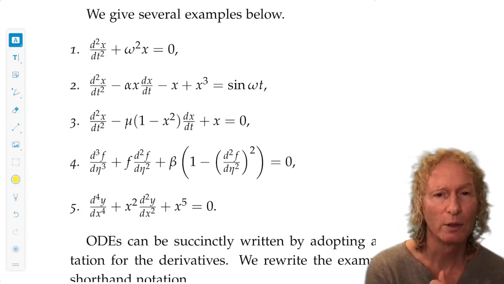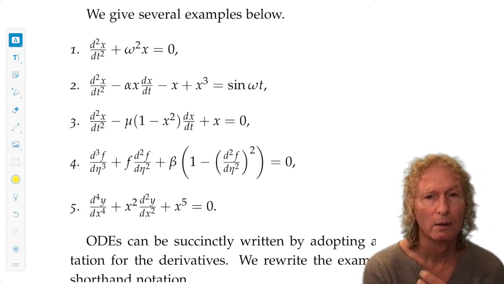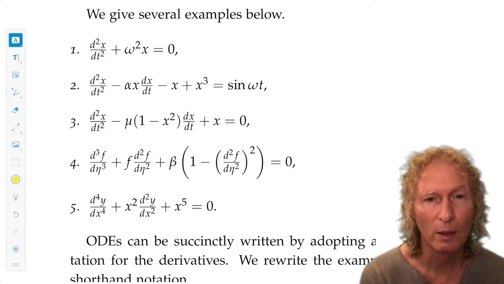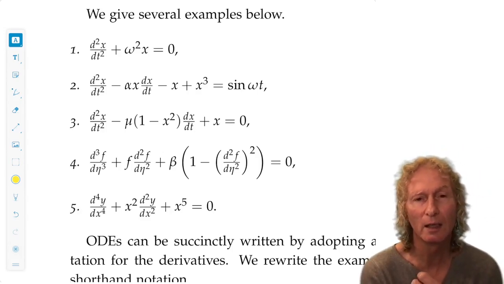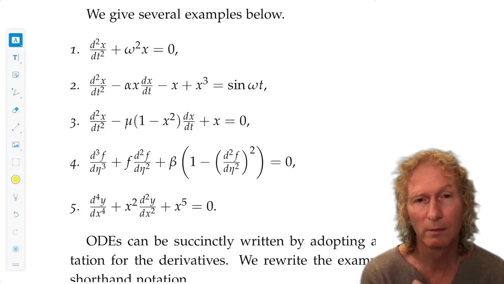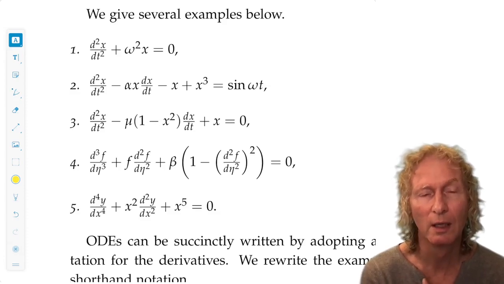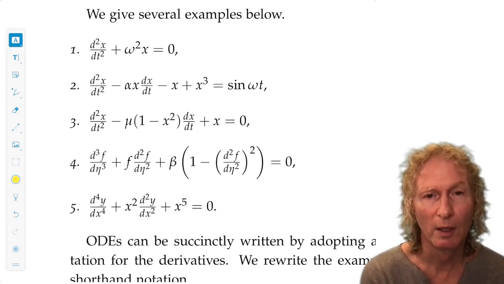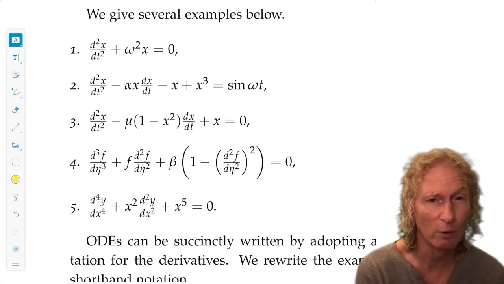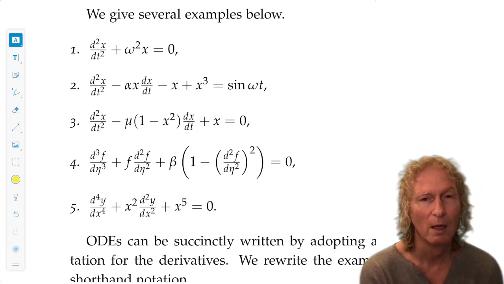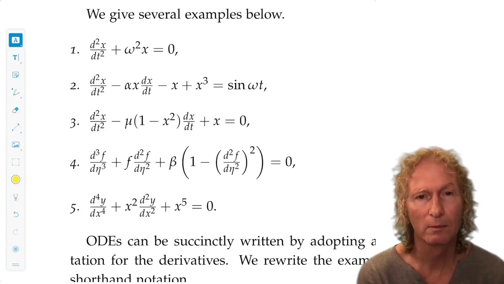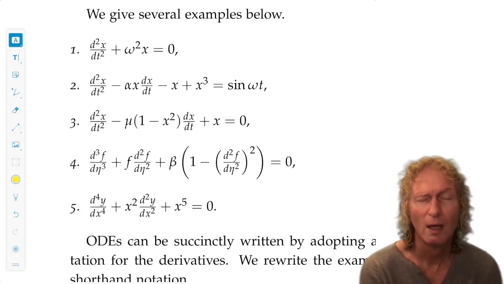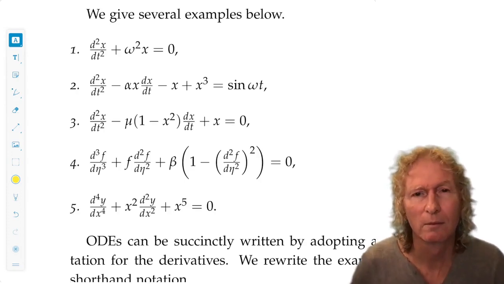And finally, in equation 5, we don't see any nonlinear terms involving y, the dependent variable, only derivative terms that are multiplied by the independent variable. Okay, and so that's a linear equation. So why do we care about these things?